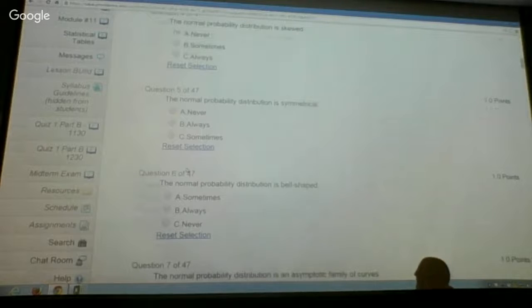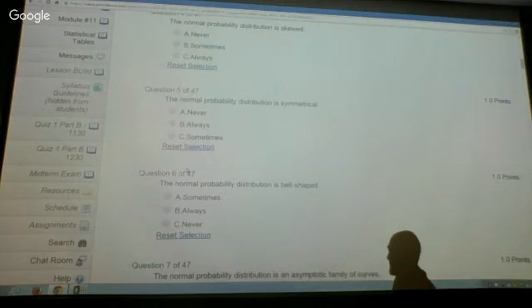Question 5. The normal probability distribution is symmetrical. Who says never? Who says sometimes? Who wants always? Always is correct. It's always symmetrical. Now remember, we've seen data which we have described as normal enough. That's not what we're necessarily talking about here.